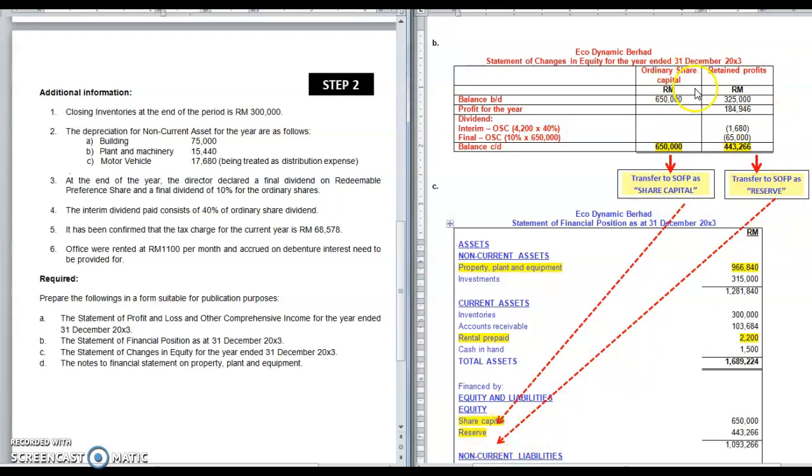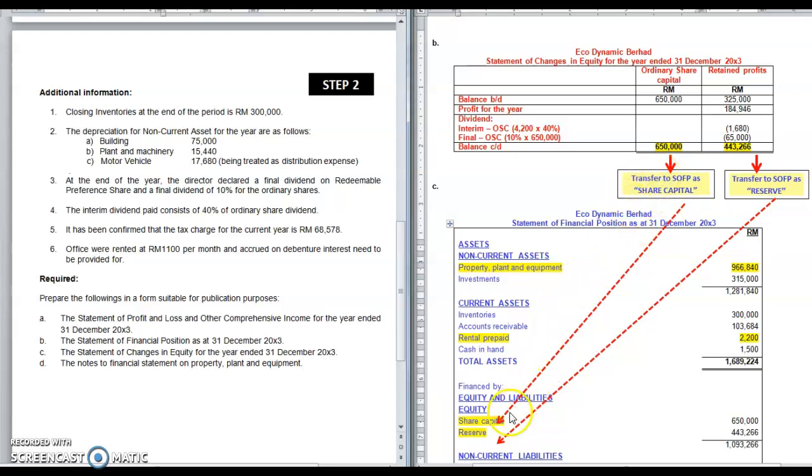However, if you have more than one share capital, for example, you have also preference shares here, you need to add up both ordinary share capital and preference share capital first, and then only you transfer the amount and record it under share capital. Remember, you have to summarize the item, okay, and only then you will transfer it to the statement of financial position under these two headings only. Okay, so where to take this amount? This balance is taken from the statement of changes in equity.